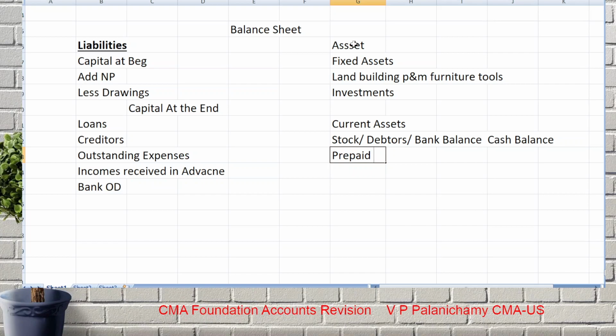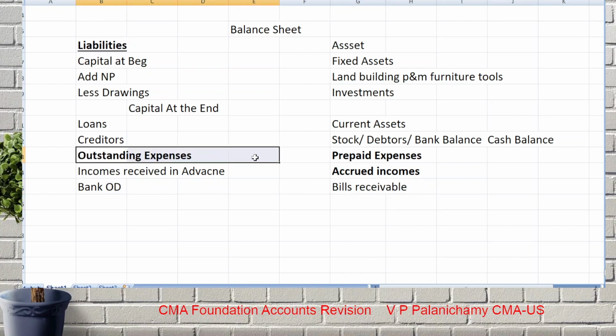Then you will have prepaid expenses. If you have paid in advance, that's an asset for us. Similarly accrued incomes. What is accrued income? Incomes which are earned but yet to be received. Prepaid expenses are paid in advance, therefore an asset. Accrued income means we have earned but not yet received; yet to be received is an asset. Similarly you will have bills receivable also. Then if you have to pay for some expenses, it's a liability. If you get the income in advance, that is a liability.